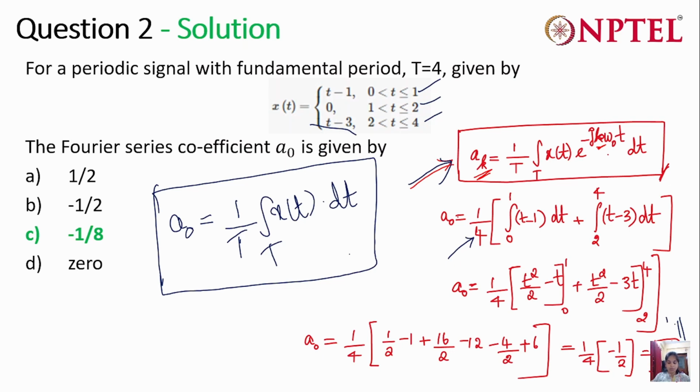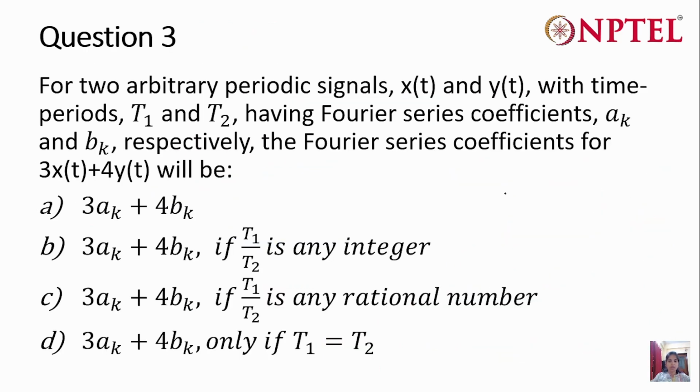Okay. So we are moving on to the next question. Now we have two arbitrary periodic signals x of t and y of t. Their time periods are T1 and T2, having Fourier series coefficients ak and bk respectively. So the Fourier series coefficient of x of t is ak, for y of t is bk. The Fourier series coefficients for 3x of t plus 4y of t will be dash.